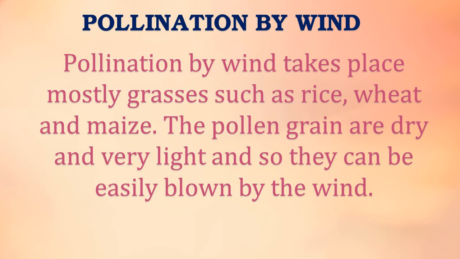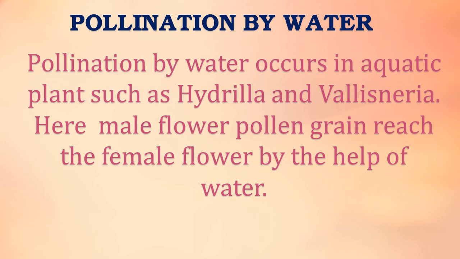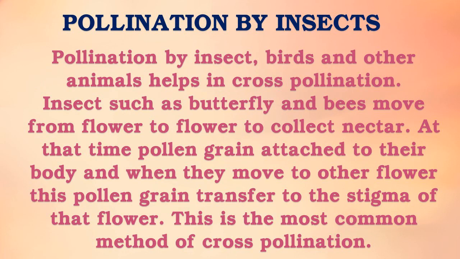Next is pollination by wind. Pollination by wind takes place mostly in grasses such as rice, wheat and maize. The pollen grains are very light and dry. They can easily fly from one place to another by the help of wind. So here we can say that the wind is an agent of pollination. Like air, water also helps in pollination. So we can say that water is an agent of pollination. Not only water and air, but also many insects, birds and other animals help in pollination.